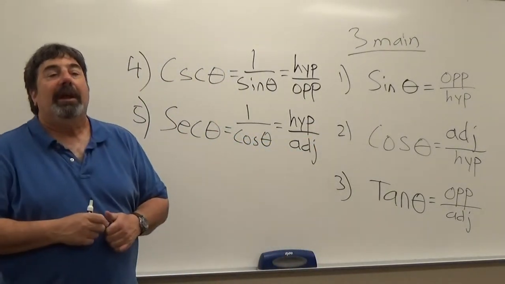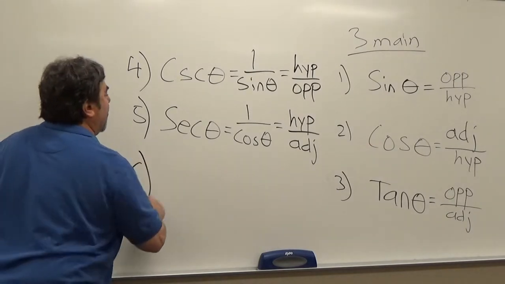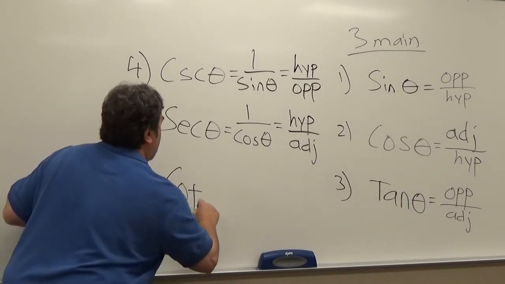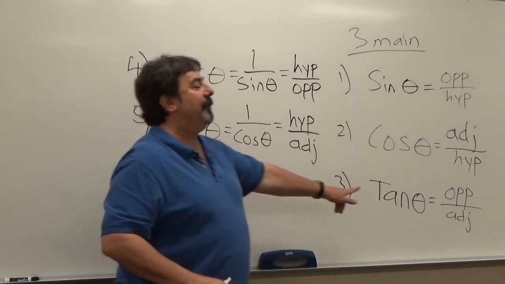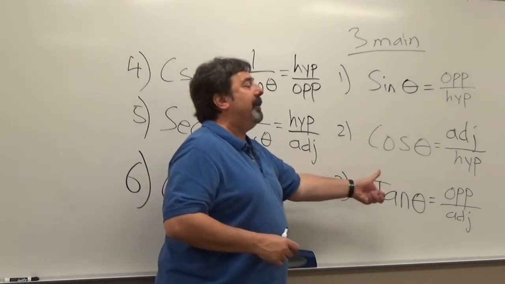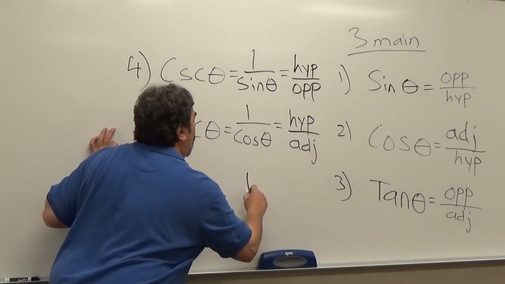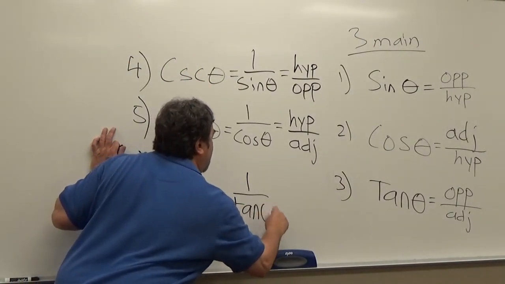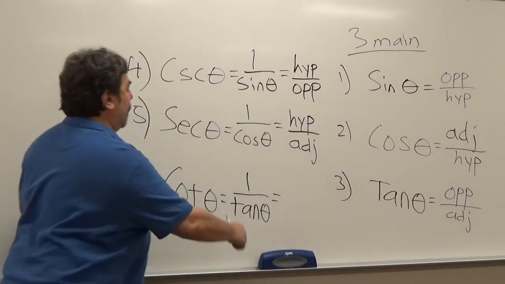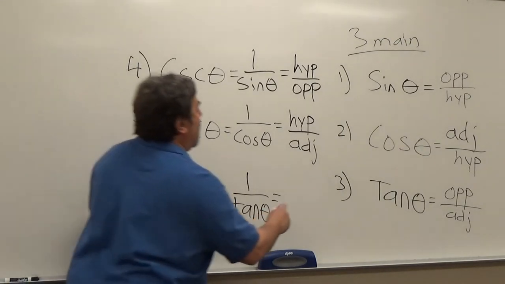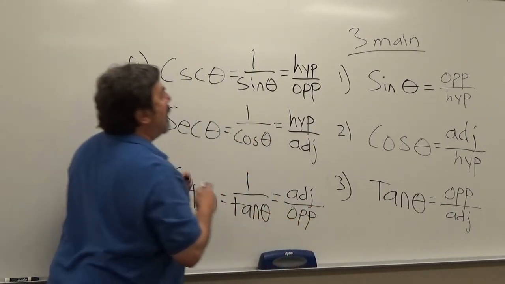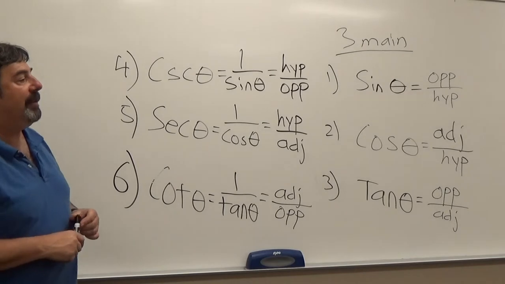And lastly, the reciprocal of the tangent function is the cotangent function. Okay? So if we turn the tangent function into a fraction by putting it over 1 and we flip it, we get its reciprocal, 1 over the tangent of theta, and that will be equal to the reciprocal of the definition. So the definition for the cotangent becomes the adjacent over the opposite. And there are our 6 trig functions and their definitions.